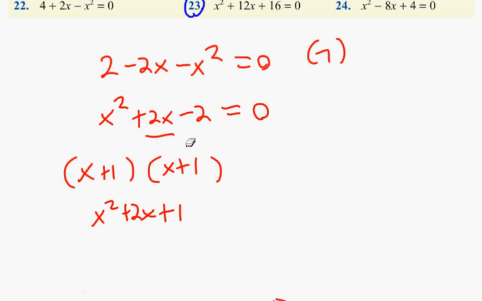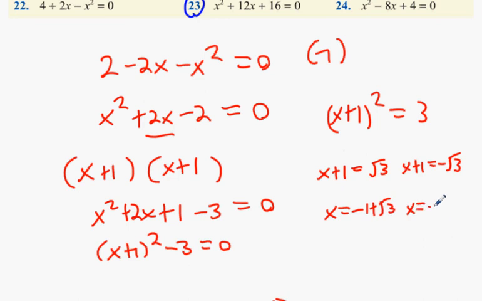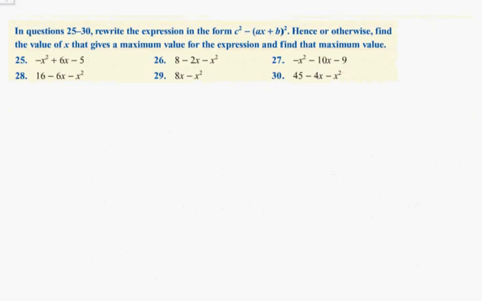How much am I short by? I'm short minus 3. And then what happens then? It's x plus 1 squared minus 3 equals 0. Solve that. We're going to get x plus 1 squared equals 3. x plus 1 equals plus or minus root 3, and then our two answers: minus 1 plus root 3 and minus 1 minus root 3. There you go. They're not too bad, are they? They're actually alright. Guys, look at the next ones, okay?